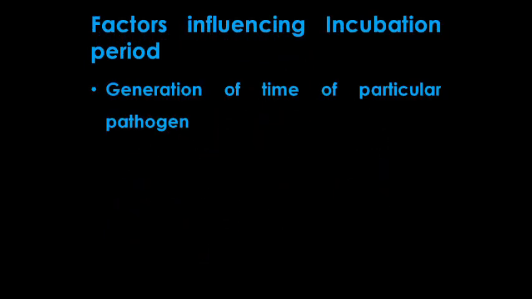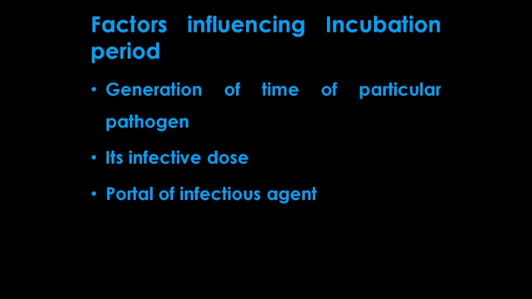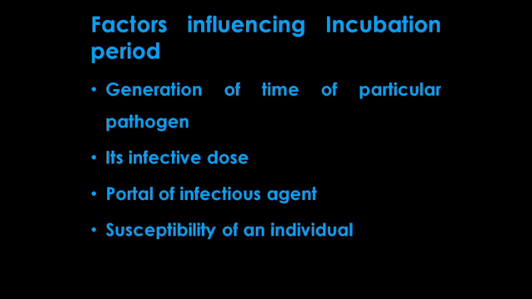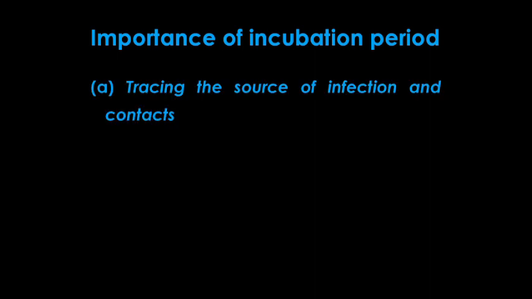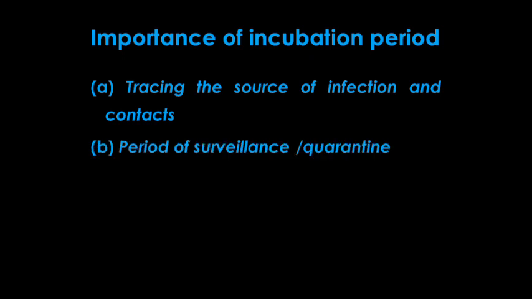There are certain factors which determine the incubation period. First, generation time of the particular pathogen. Second, its infective dose. Third, the portal of entry of the infectious agent and the susceptibility of an individual. Now, the length of the incubation period is characteristic of each disease. There is a minimum incubation period for every disease before which no illness can occur. Thus, it can be summarized that the incubation period varies for different infectious diseases, and it also varies from person to person with the same disease.